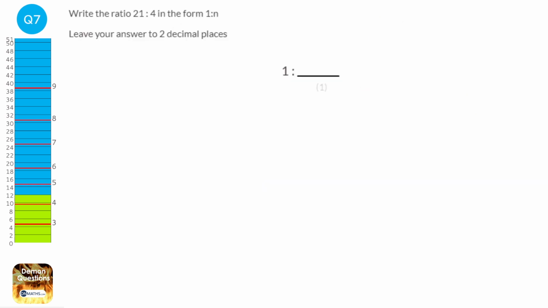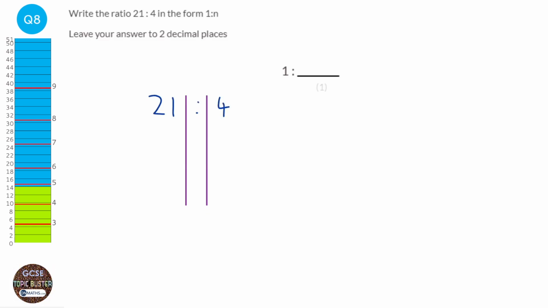centimeters cubed. So we're given 21 to 4 as the ratio. We're just going to have our lines in, because what we need to do is make the left hand side be 1. And to do that, for 21 I need to divide it by itself, divide it by 21, and we're going to do the same to the right hand side.